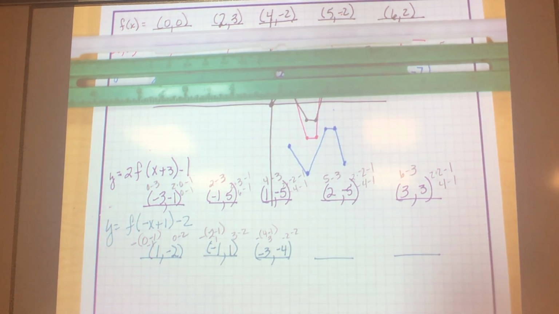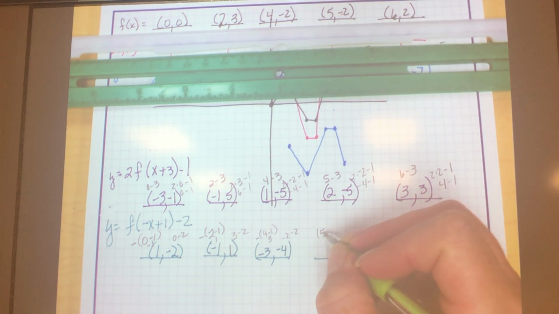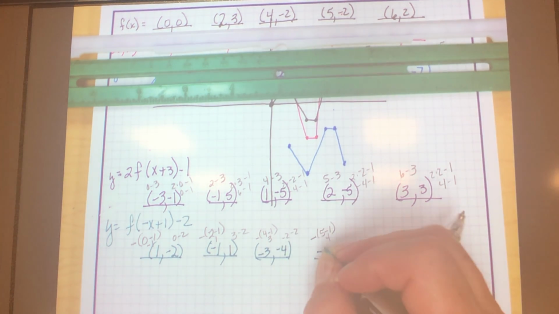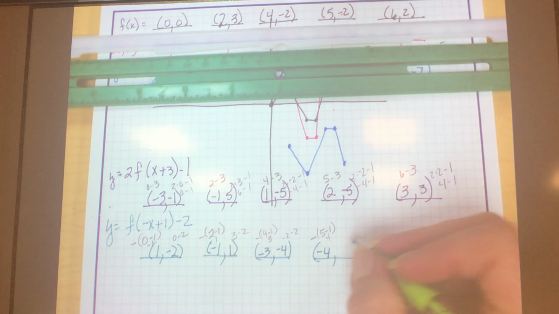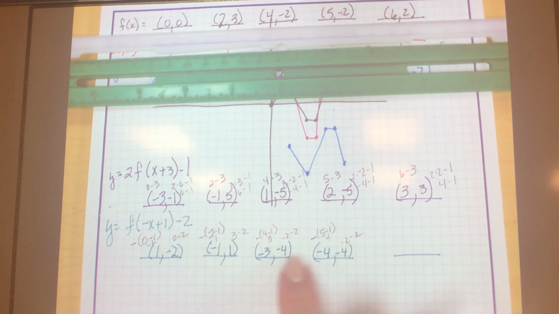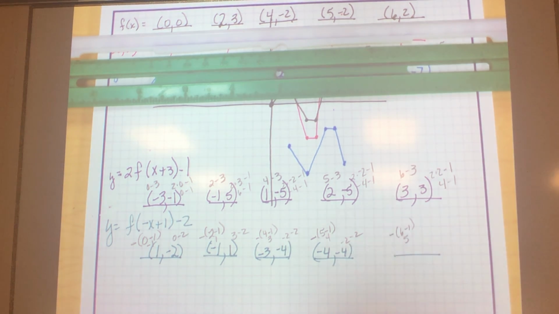Is that what y'all got? -3, -4? -4, -4? Right beside him. There are going to be kind of patterns here, especially if you do the same function all the time. One went over.